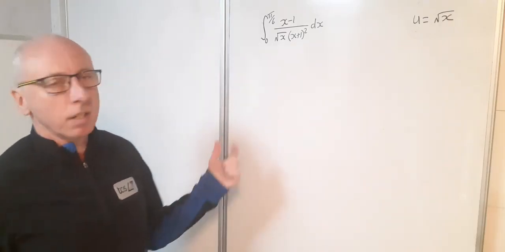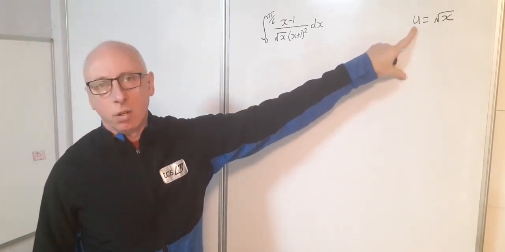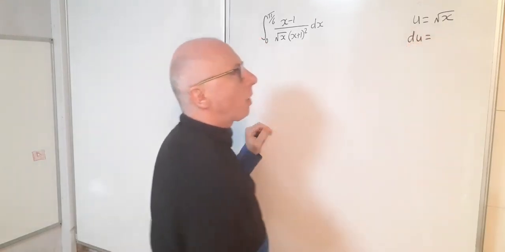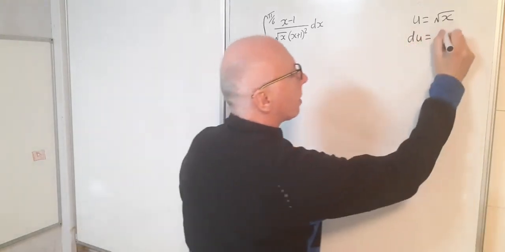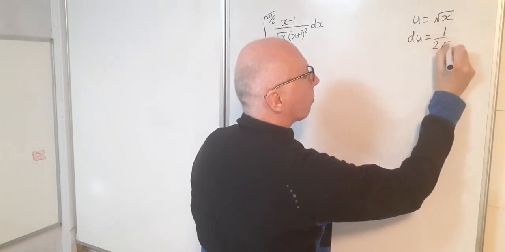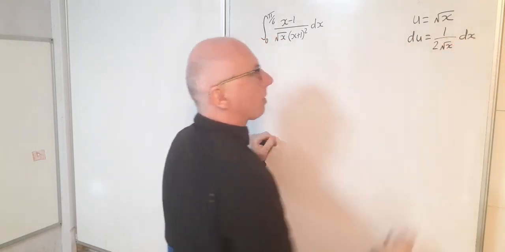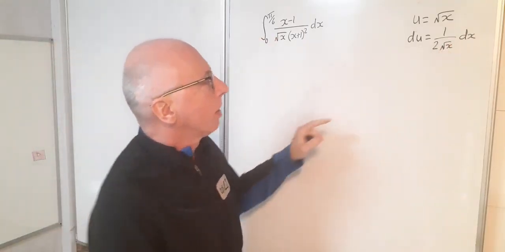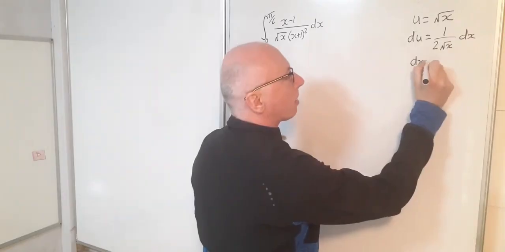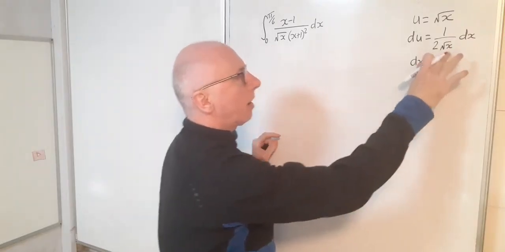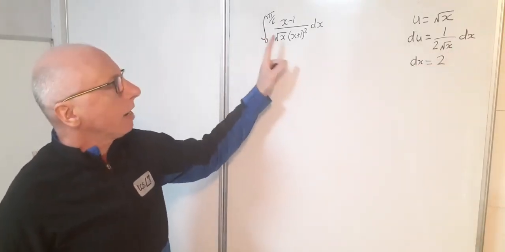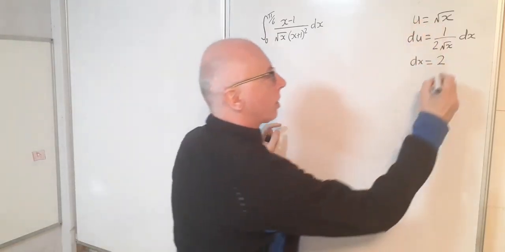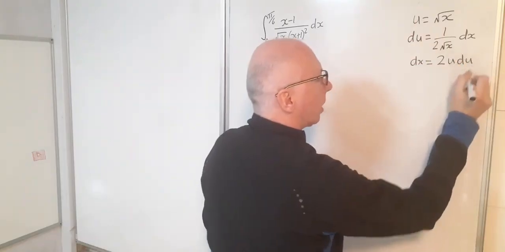So first, du and our dx. So we've got du, the derivative of square root of x, standard derivative, 1 over 2 root x dx. So let's get this isolated as dx. So then dx will equal 2 root x du. Now square root of x, we don't want to put that in when we've done the u substitution, but square root of x we know is u. So we've got 2u du.